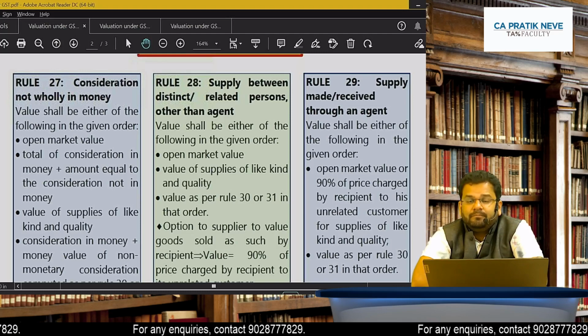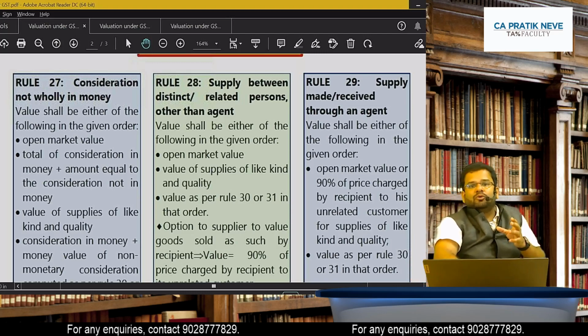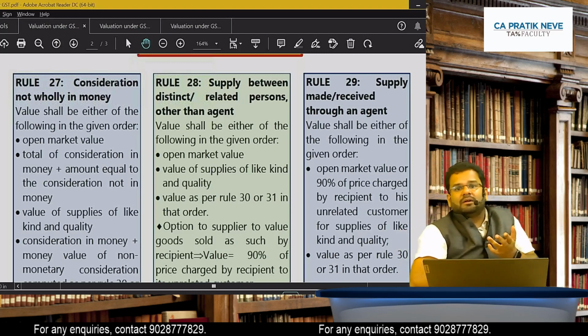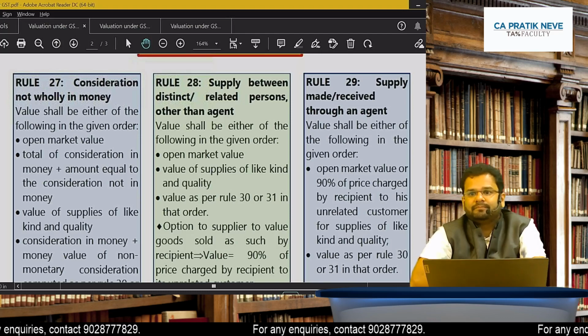And if that is also not possible, then you do 31. 31 is generally accepted principles, follow them. Agreed?